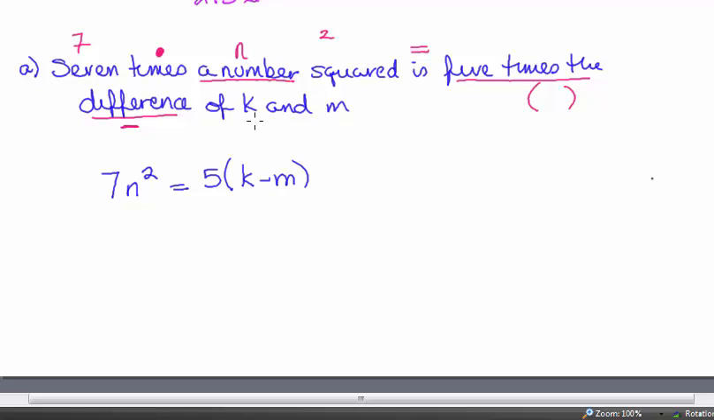If it says m less than k, it would also go in this order. But when it says something less than, the thing that's less than comes second. It gets subtracted.